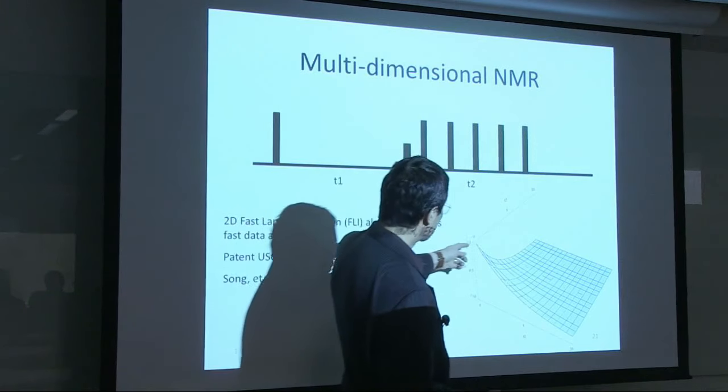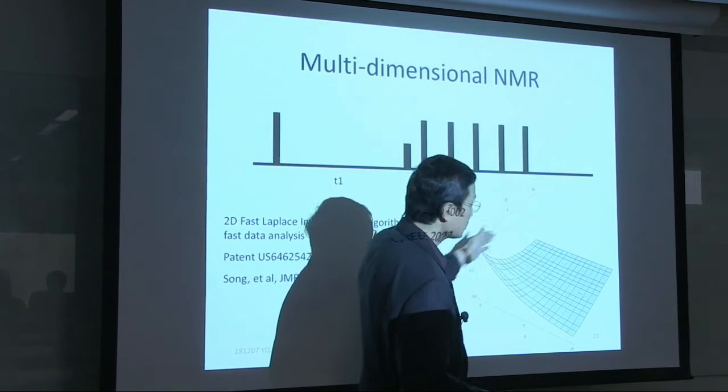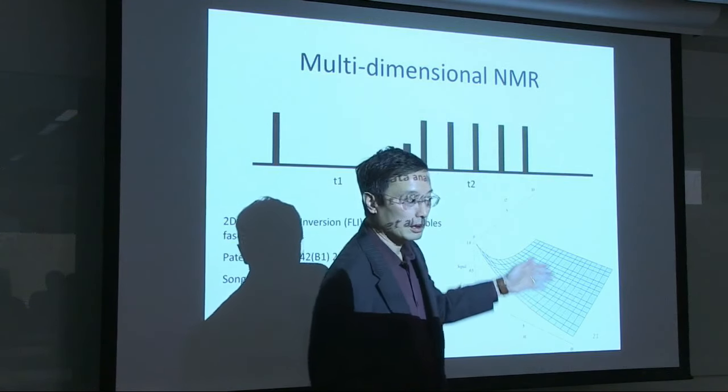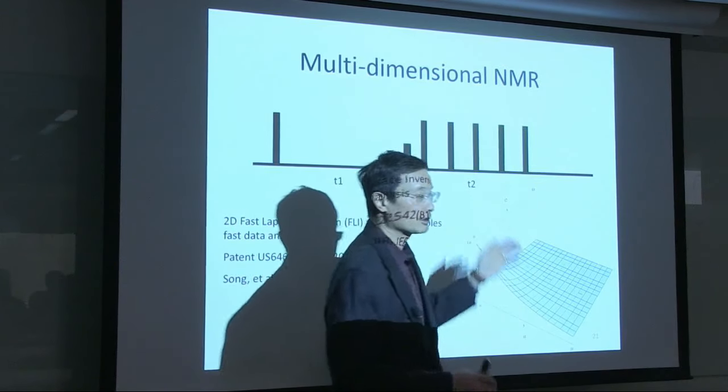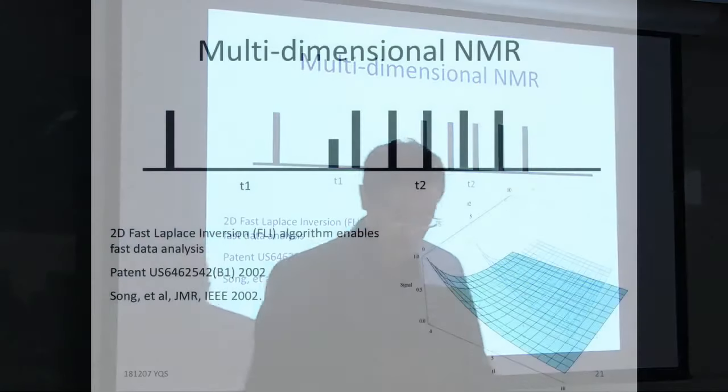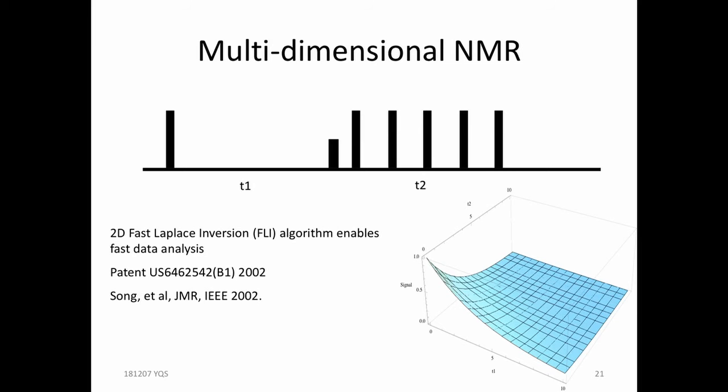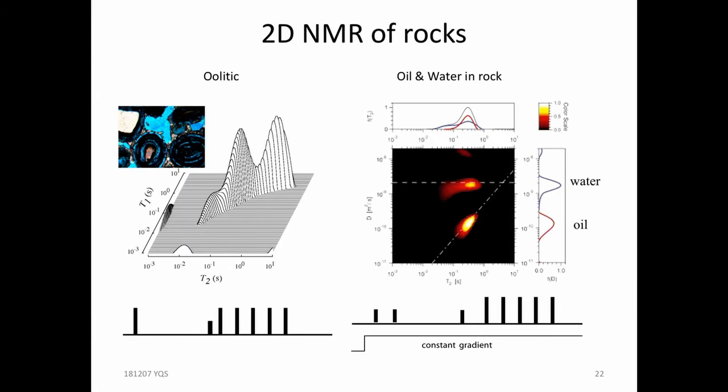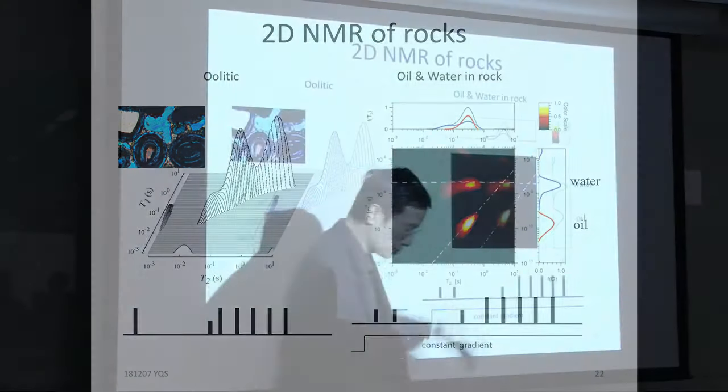So your data is not just a series of numbers, it's a two-dimensional map of the original data, and then you invert it into a two-dimensional map in the result. And there are many different styles of these two-dimensional maps. You can measure different properties, T1 and T2. We'll come back to that later. And this is the diffusion, T2.